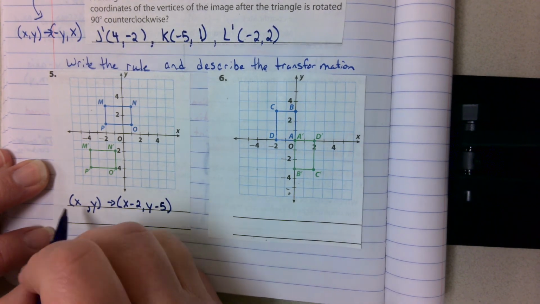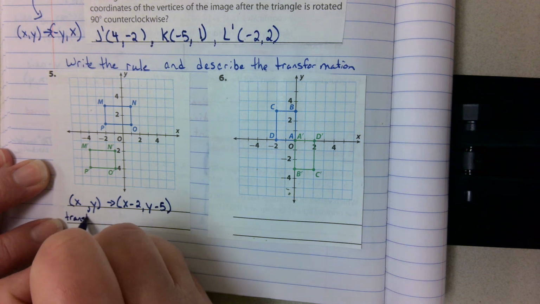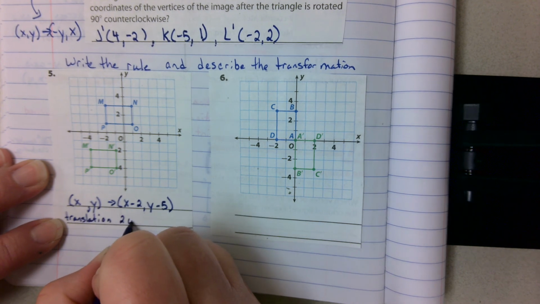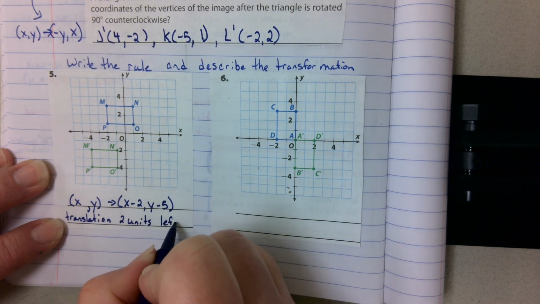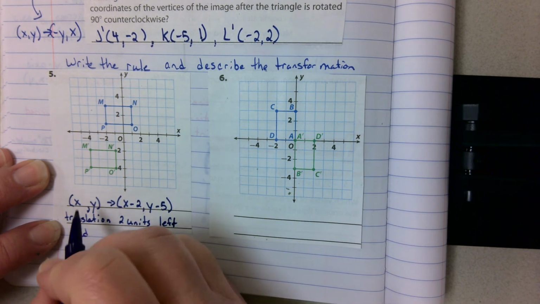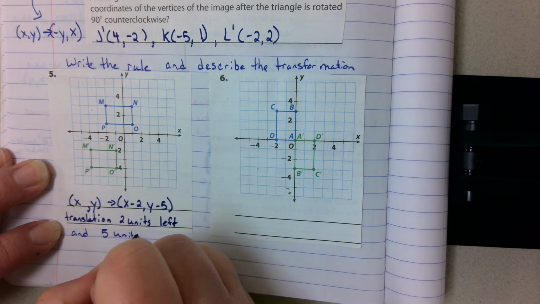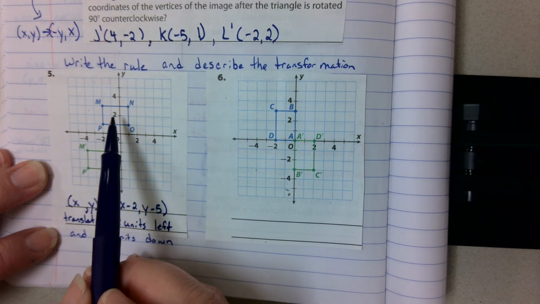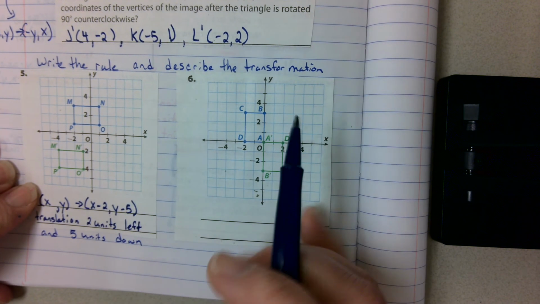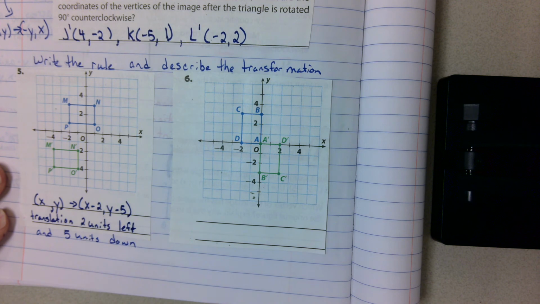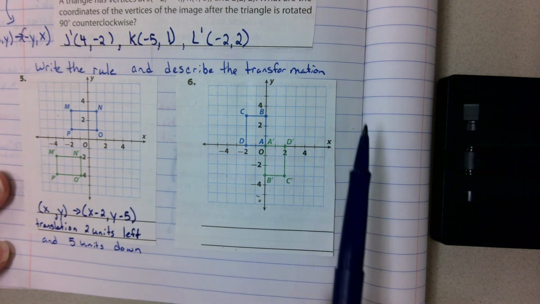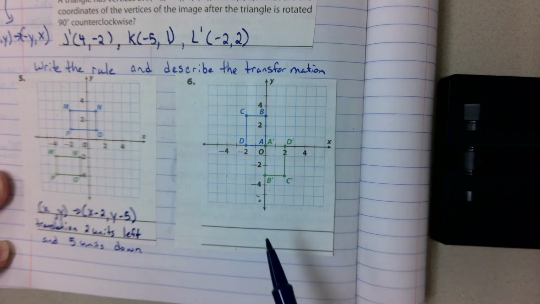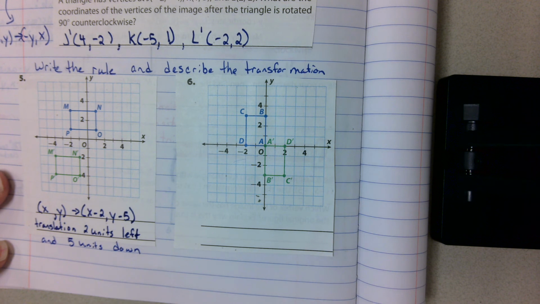And then there was a translation of 2 units left and 5 units down. Okay, remember, this is just our slide one. We went left and down. All right, now we look at 6. For 6, describe the rule. So write that algebraic rule, and then also tell me what the transformation does.